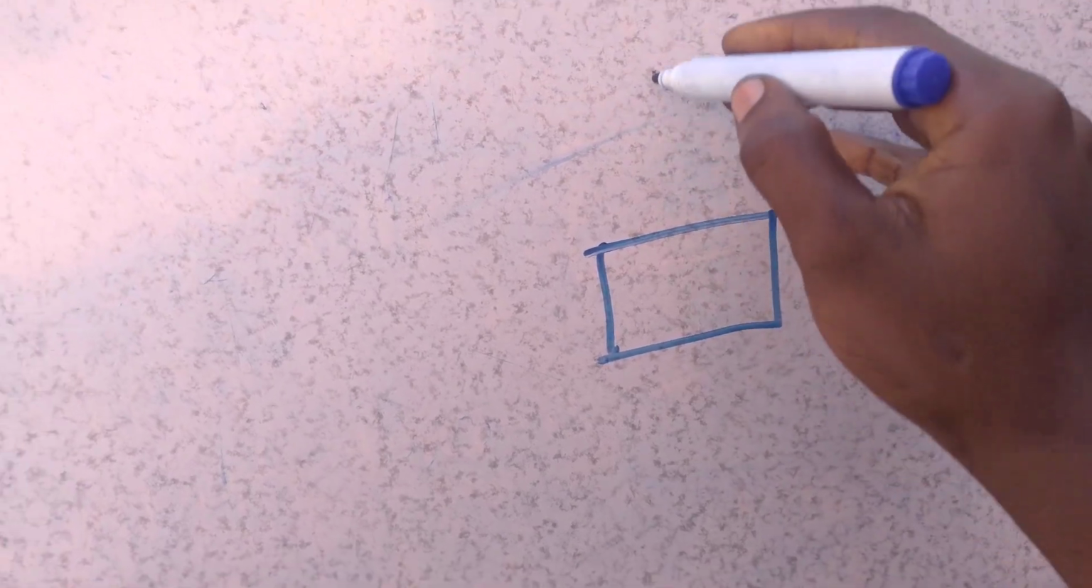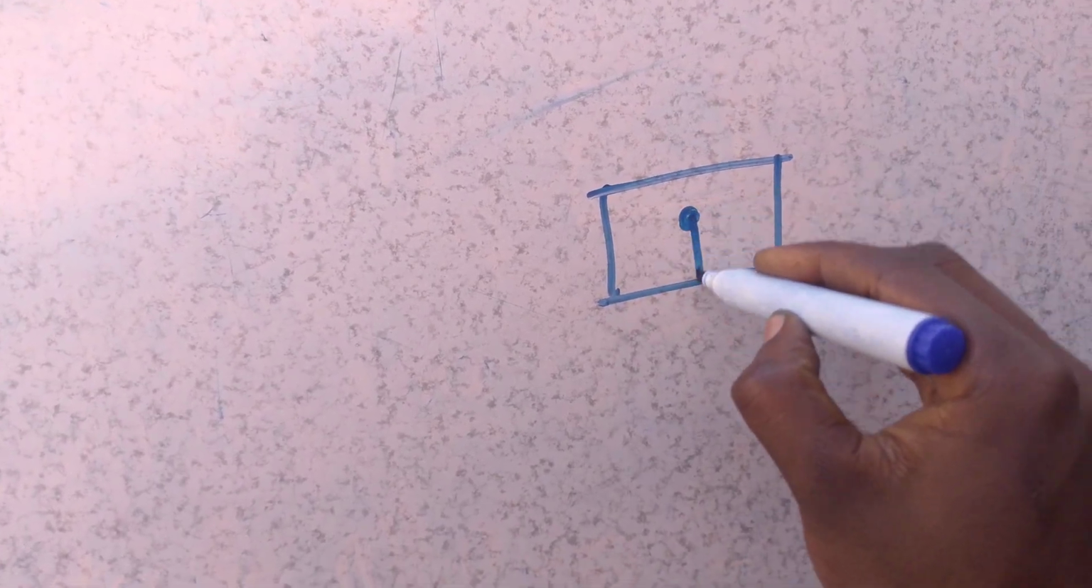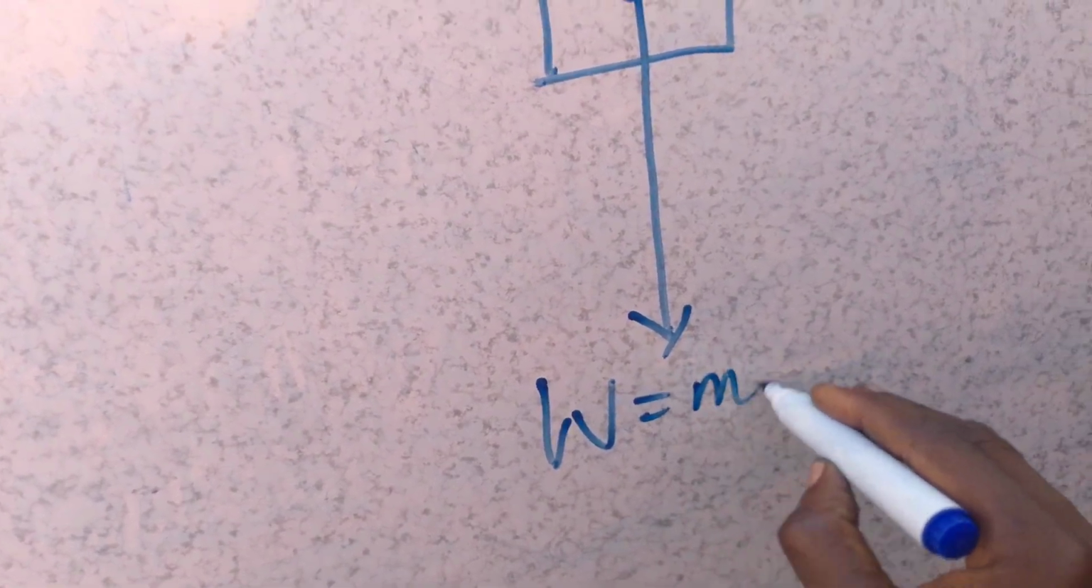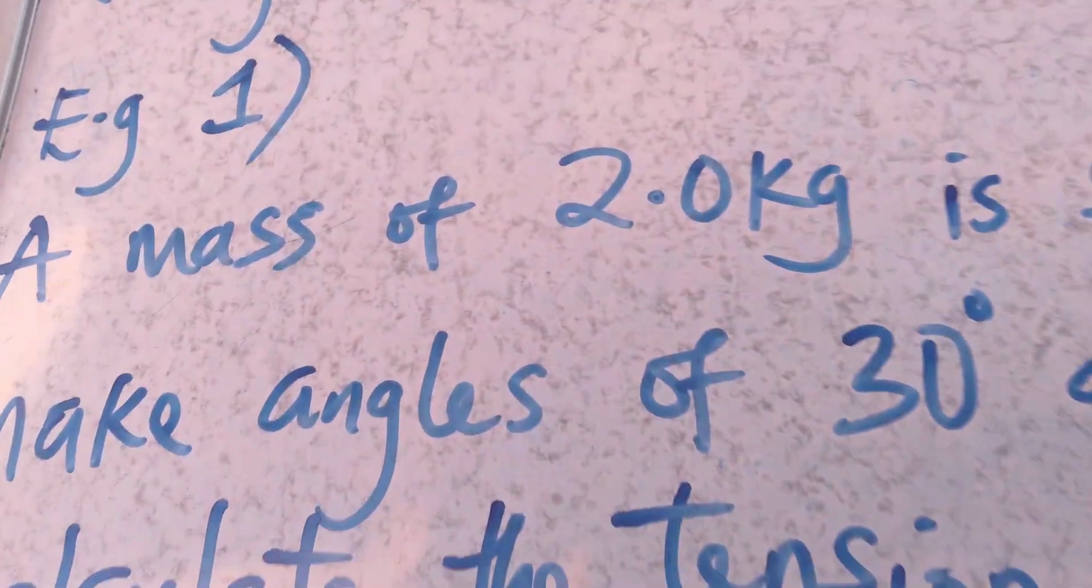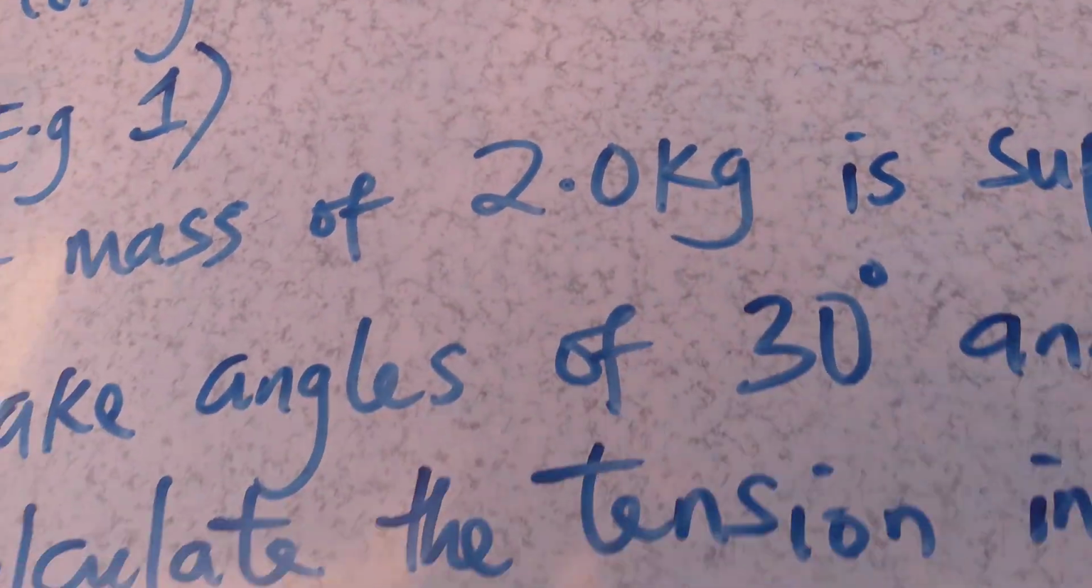And then it is supported by two cords. First of all, we should know that this mass has its weight, and the weight of this mass will act vertically downwards. So the weight is mg, and the mass was given to us as 2 kg.